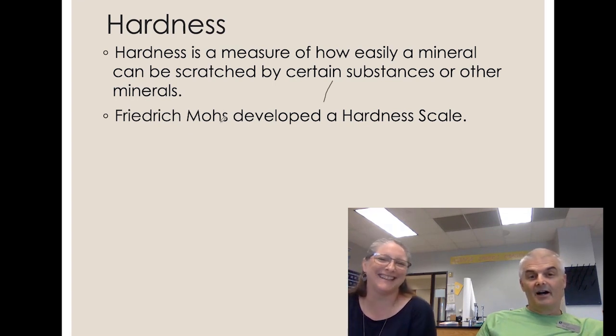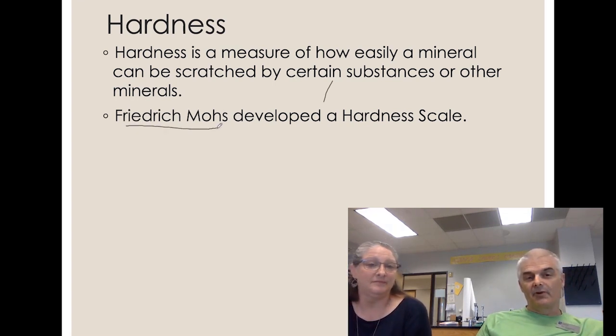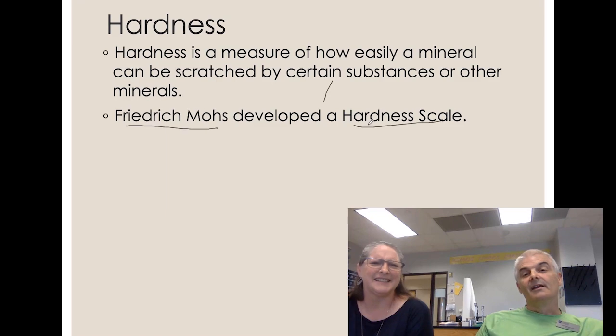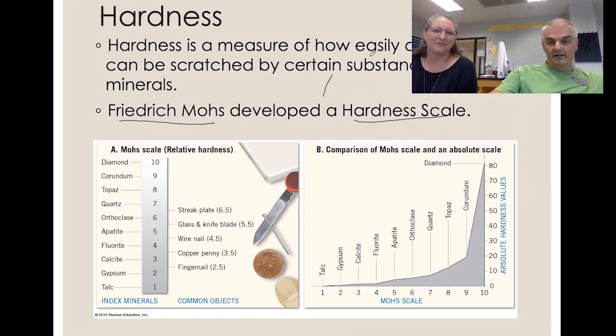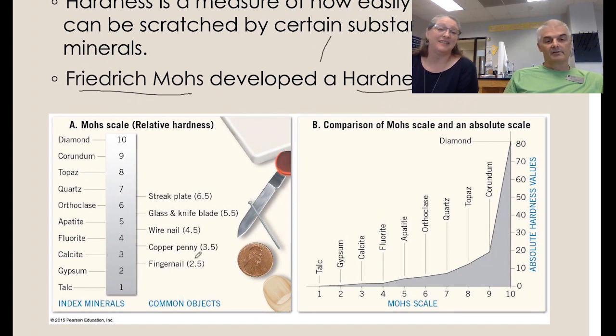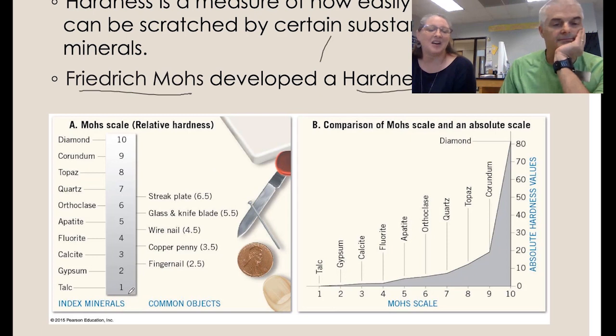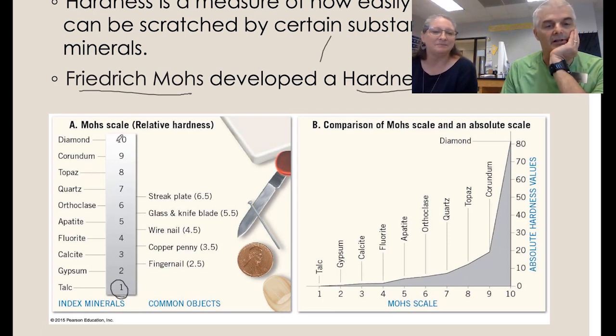Don't push too hard. So there's this guy named Friedrich Mohs. I think it's Friedrich. It is. He developed something called the Mohs scale, right? What is that? Oh, we have a cool diagram. Look at that. It's a scale from the softest to the hardest. Talc is 1 and diamond is 10.